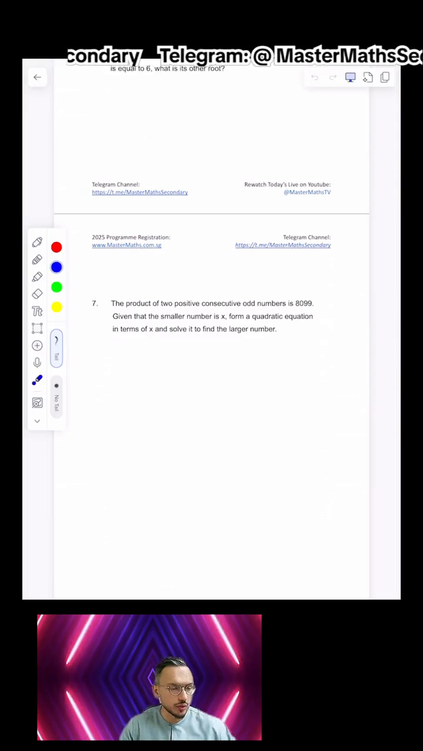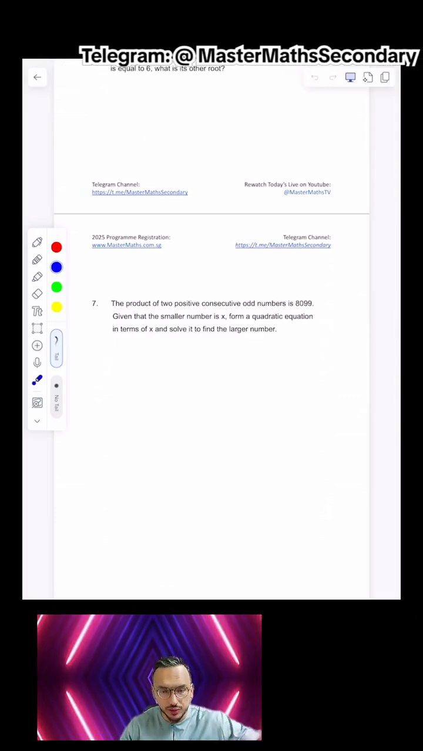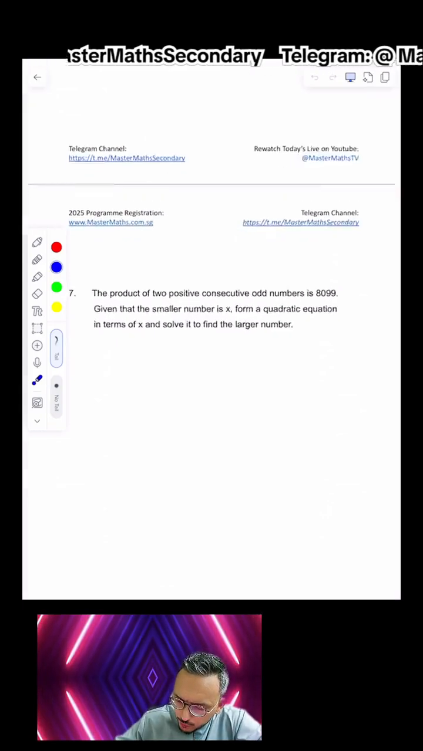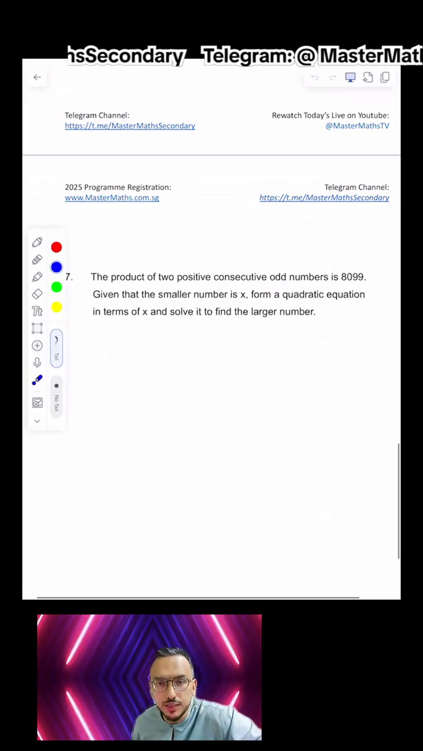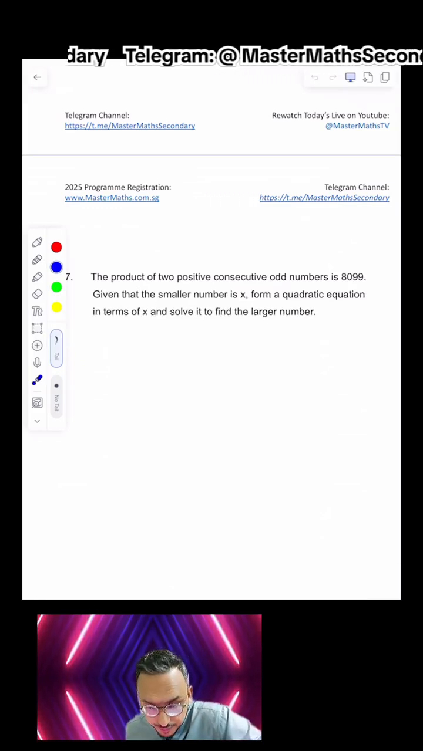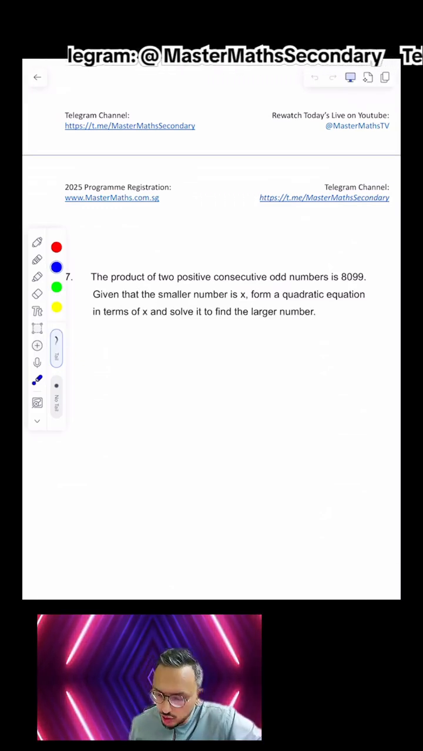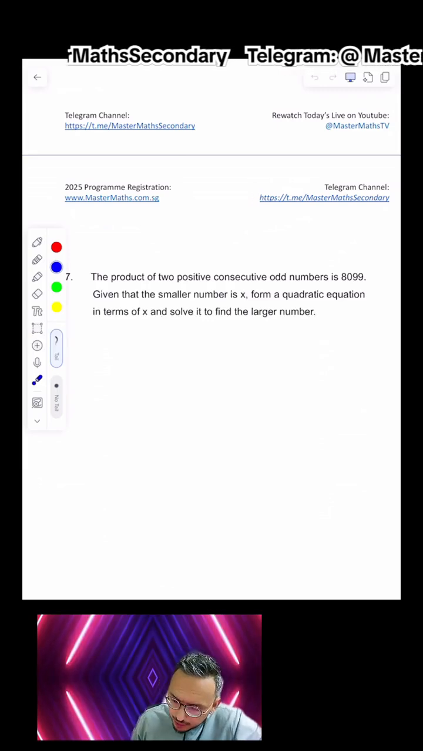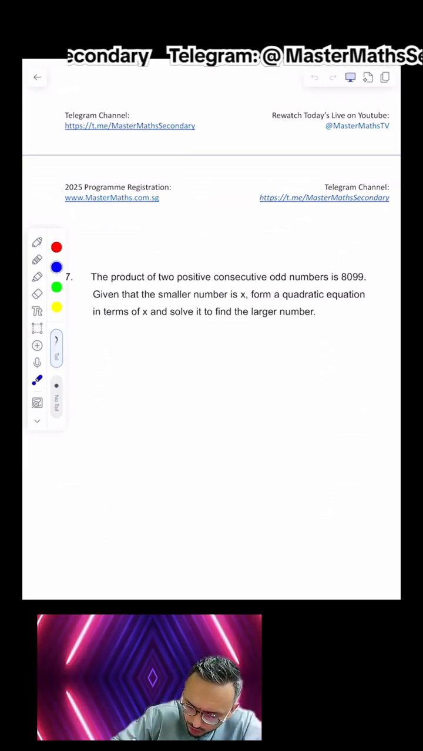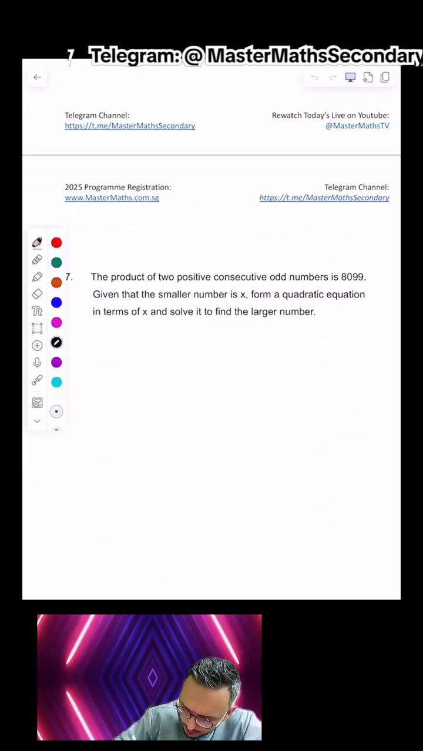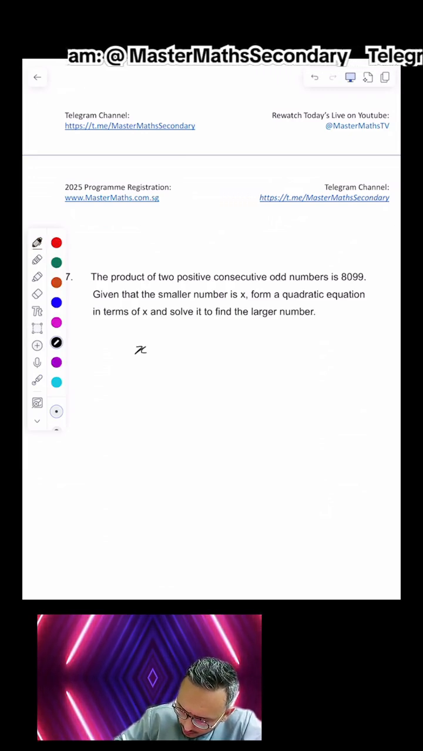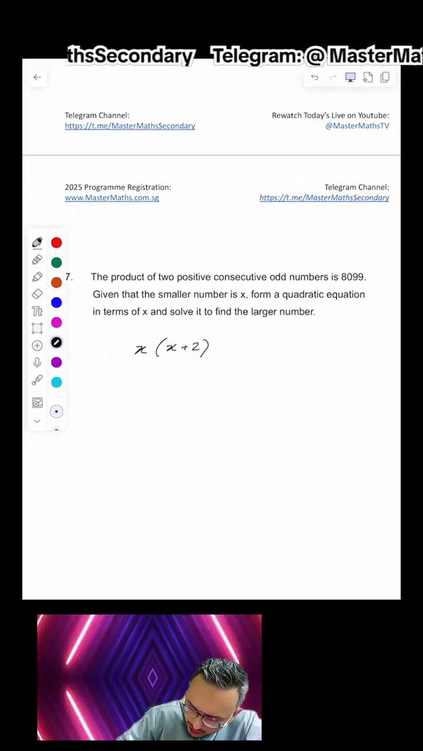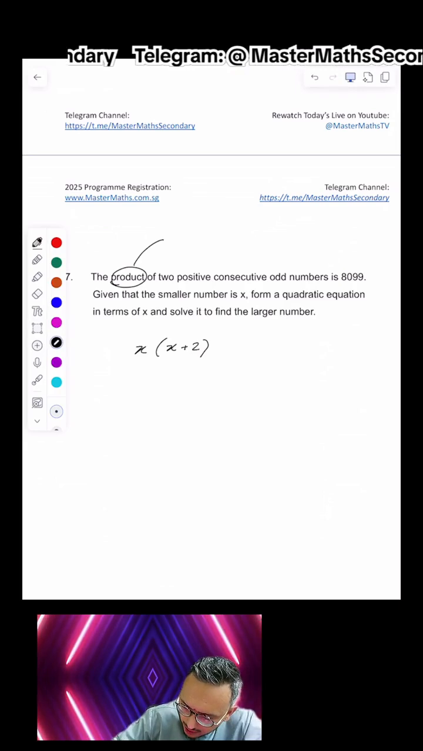Okay, so let's go through this question one more time, because this question was a bit tough, right? Basically, they say that the product of two positive consecutive odd numbers is 8099. Given that the smaller number is x, what will be the bigger number? The bigger number will be x plus 2. So you take x times x plus 2, because it says product, and product means multiply together.